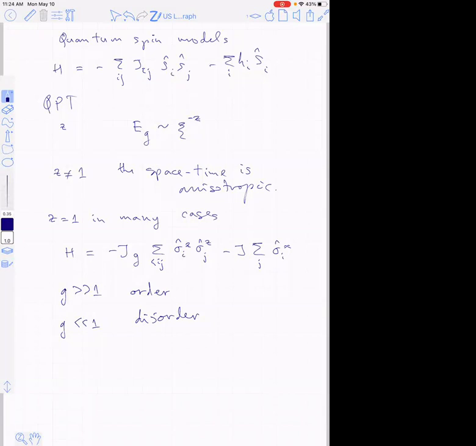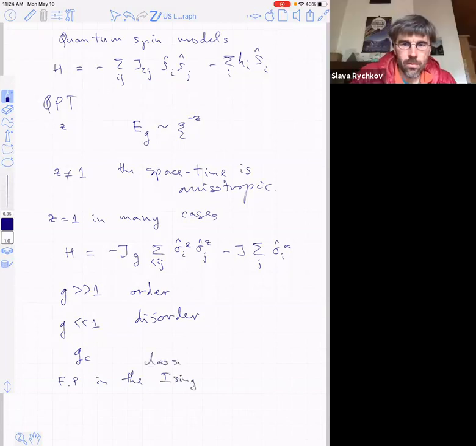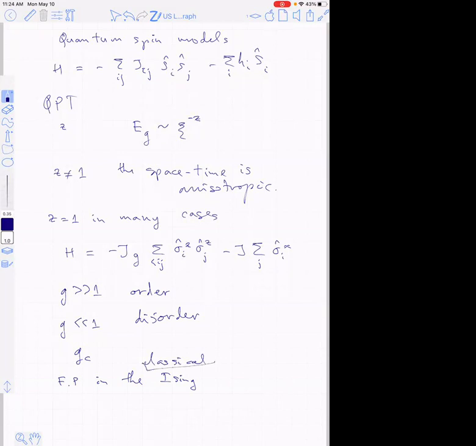So for some critical g, there's a fixed point that describes the transition between the two phases. And it turns out that this fixed point is in the classical Ising universality class in capital D equals d plus 1. So you start with the quantum system in little d dimensions, and you end up with a fixed point that is described by the classical Ising model in one higher dimension. This correspondence between classical and quantum is very useful to build intuition, and it's very central to the understanding of this phenomenon.